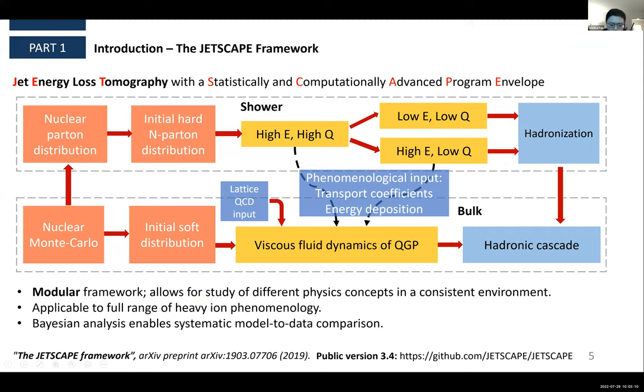And our study is carried out by the JETSCAPE framework, which has this nice workflow. And because JETSCAPE is a modular framework, it allows us to study different physics concepts in a consistent environment, and is applicable to the full range of heavy-ion phenomenology. So not only are we studying the evolution of the bulk medium, but we are also studying the evolution of the parton showering. And also, JETSCAPE consists of a Bayesian analysis toolkit that enables systematic model-to-data comparisons later. In this talk, I will be mainly focusing on the high energy, high virtuality region, high E, high Q, and also the high energy and low virtuality region, high E, low Q.